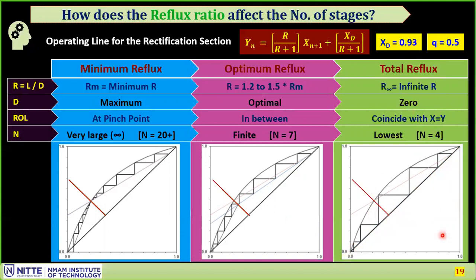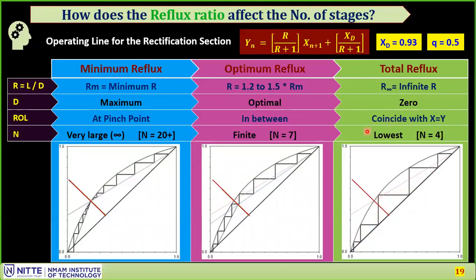So the total reflux case is the easiest way to solve. You just draw the equilibrium line, the diagonal line, mark xt, mark xb, and continue with the crisscross step line and count the number of stages.